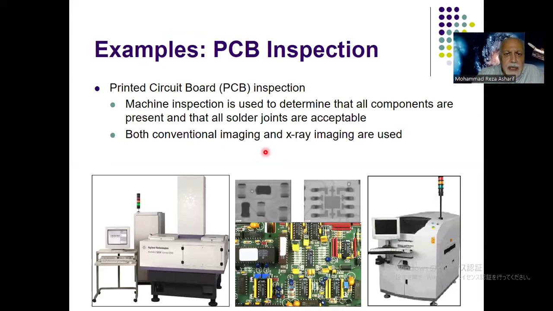Also, printed circuit board, PCB, inspection: machine inspection is used to determine that all components are present and all solder joints are acceptable. So a computer and machine can inspect this. For a human, it is very difficult to recognize, both for a conventional image or an X-ray image.